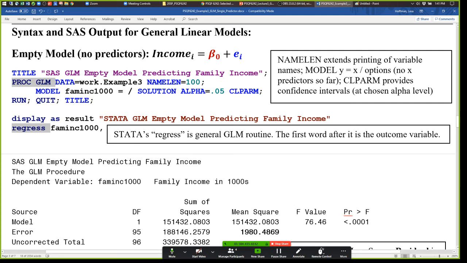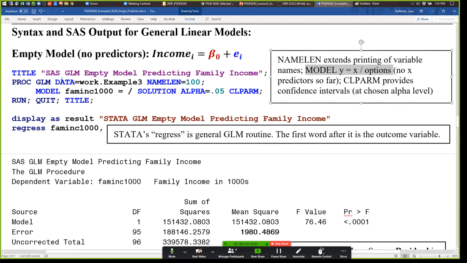In Proc GLM, it wants to know what data set you're going to use, same as everything else. This extra command right here just makes it so that it doesn't truncate the labels when it prints stuff out. The second part, model, that corresponds to this right here. It's model y equals the x predictors, and the slash separates that from the options that follow.